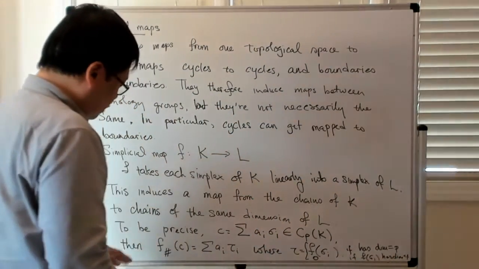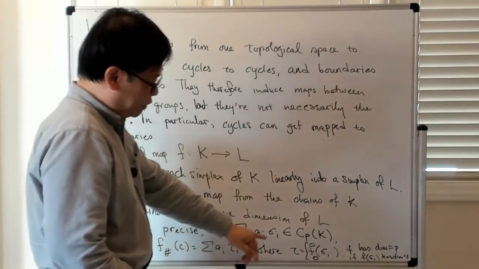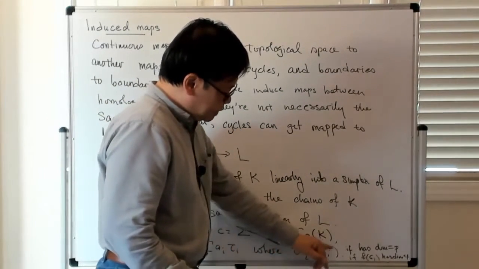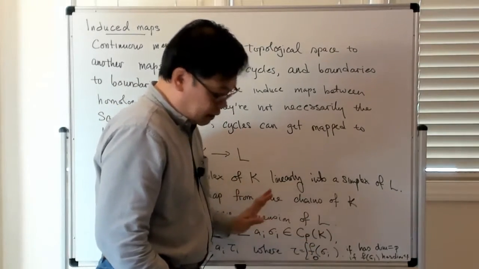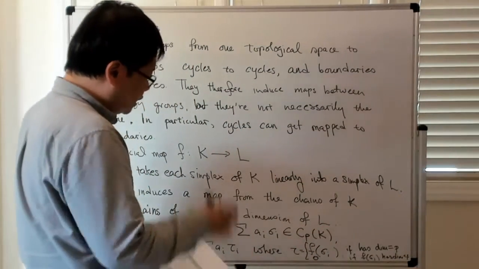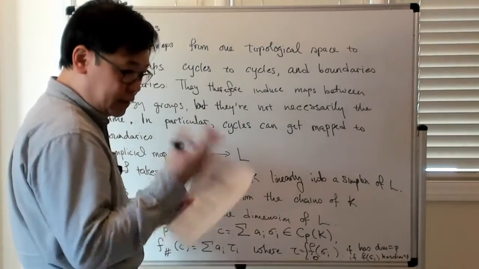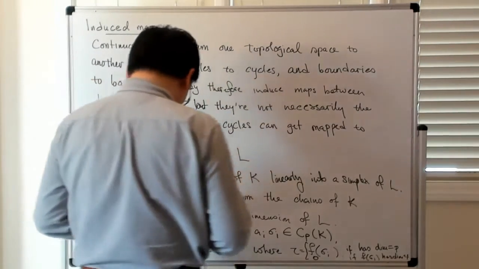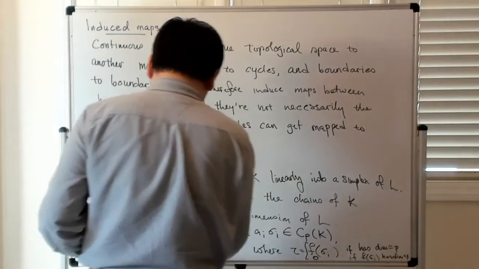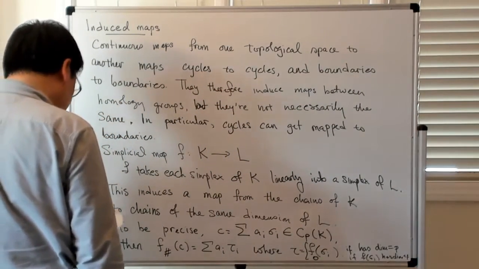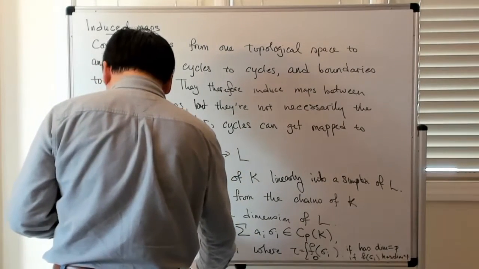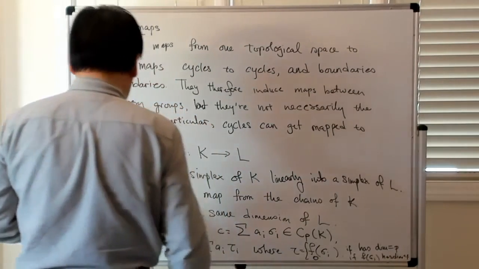All right, so there's a slight caveat: think of this in the case where you're mapping p-simplices to p-simplices, and if a simplex ends up being mapped to a lower-dimensional simplex, you just discard it. Okay, so this is what we call the F sharp map. It's an induced map at the level of the chain group.